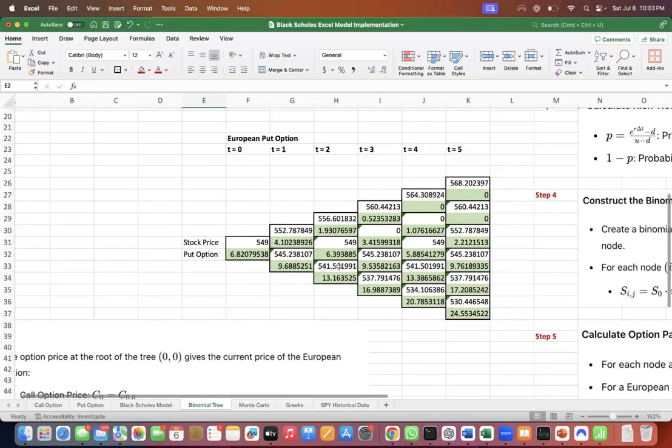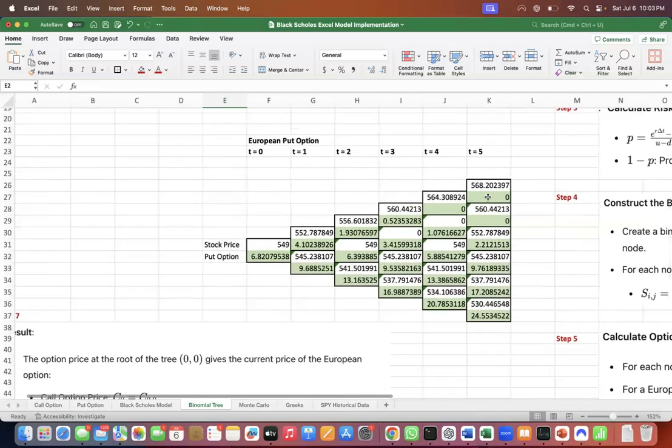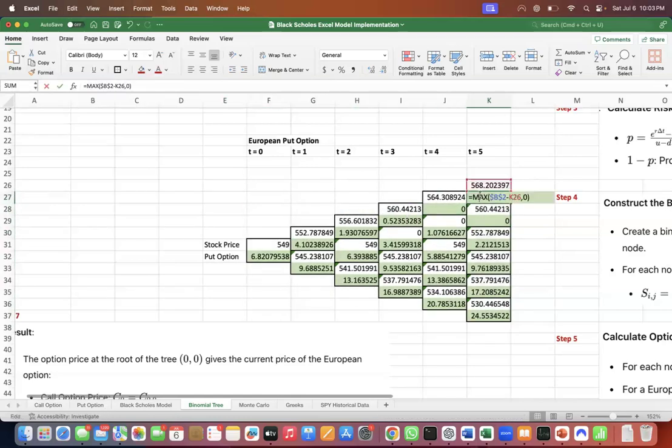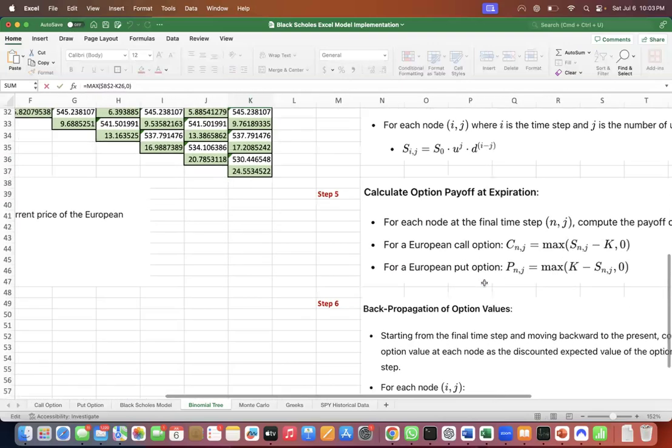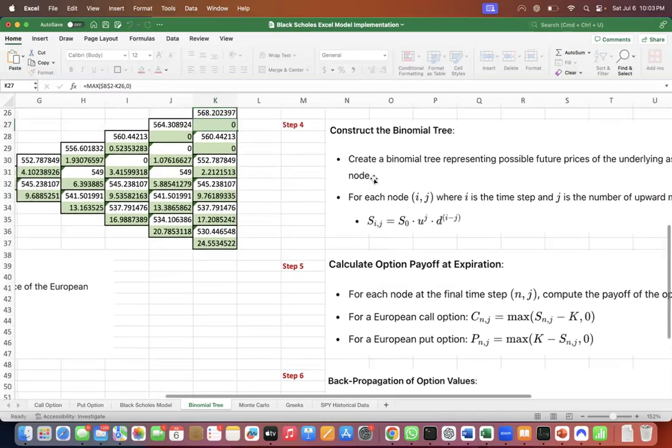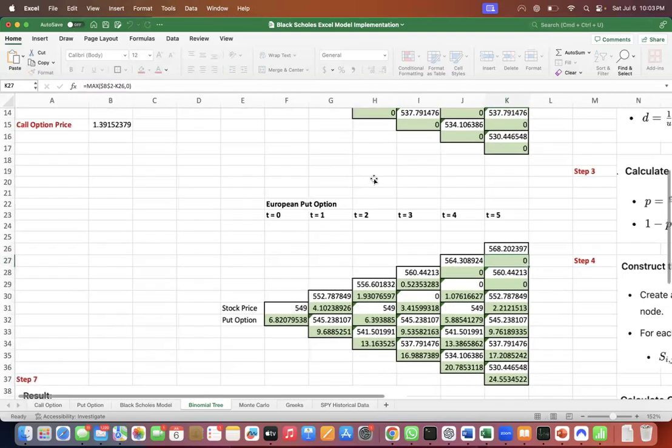So now how to do the put option? Similarly, in the put option, you'll first construct the tree using the stock prices. You'll build the whole tree, and then eventually in the end, you just need to change the payoff formula. So for a put option, what is the payoff formula? It is the maximum of K minus ST comma 0. So if you see here, what is the formula?